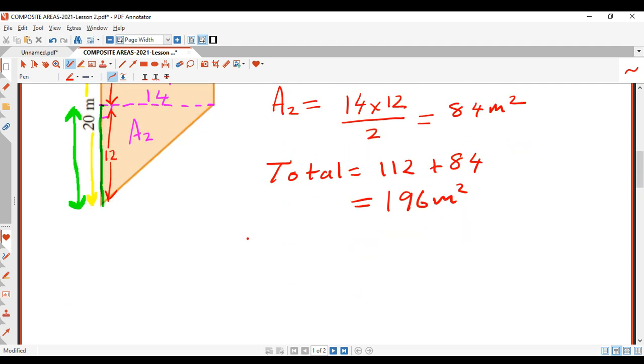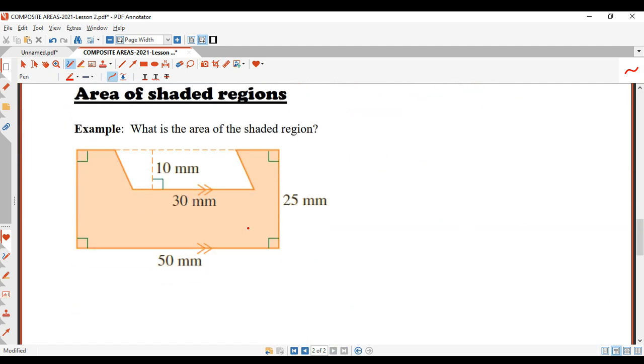All right, and we're going to look at another question now. Now, this is area of shaded regions. So let's have a look at this particular question. You've got to find the area of the shaded part. Now, we're going to use the subtraction method for this. So what I'm going to do is find the area of the entire rectangle.